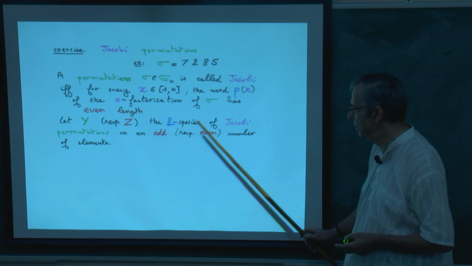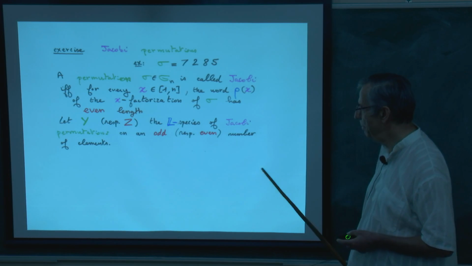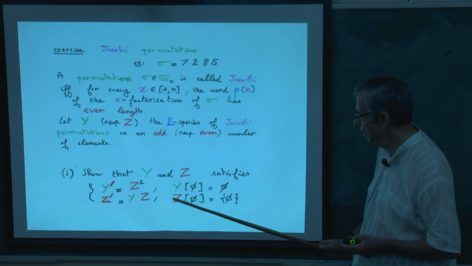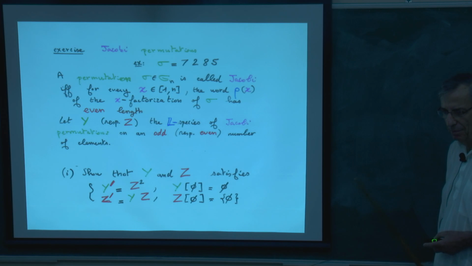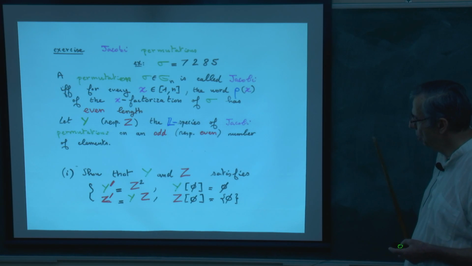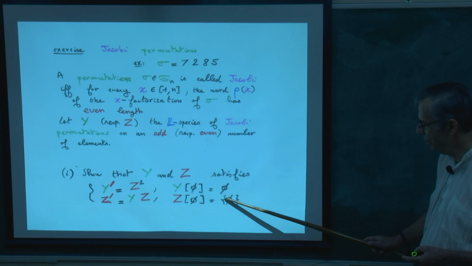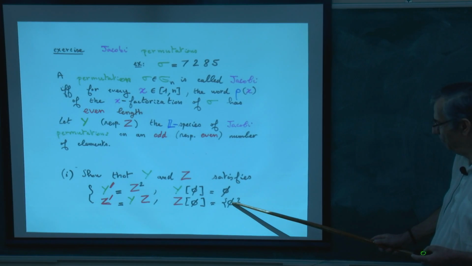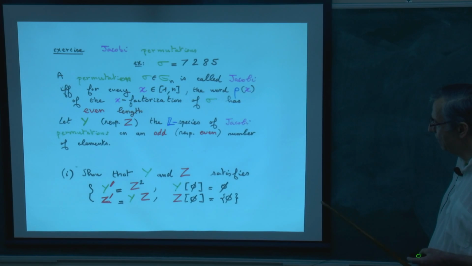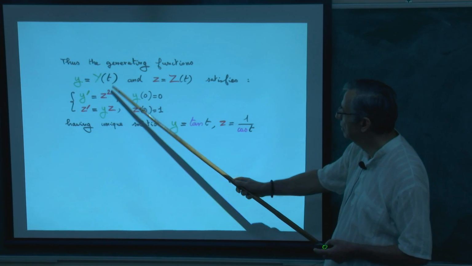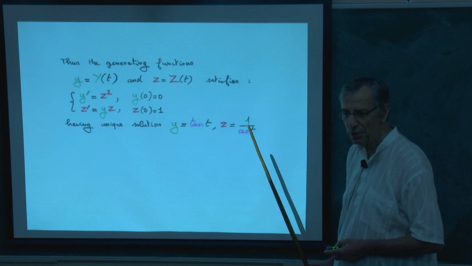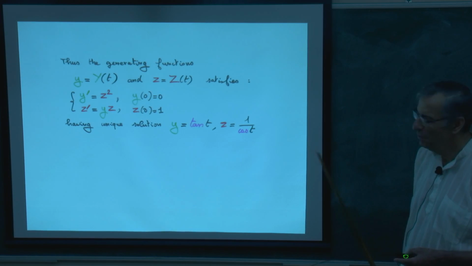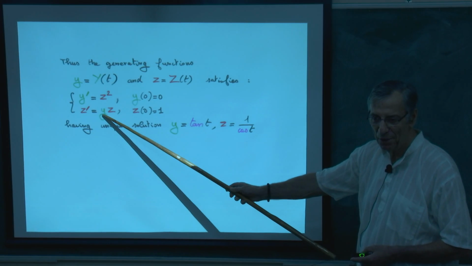So call y and z the species of Jacobi permutations on odd numbers and even numbers, and show that they satisfy this differential system of equations in terms of species. No, it's not too difficult. With initial condition, this is the empty species, this is the species 1. And then you deduce that the generating function satisfies this differential equation, whose unique solution is again tangent and 1 over cosine. So this system is not the same as the one we have done for alternating permutations.